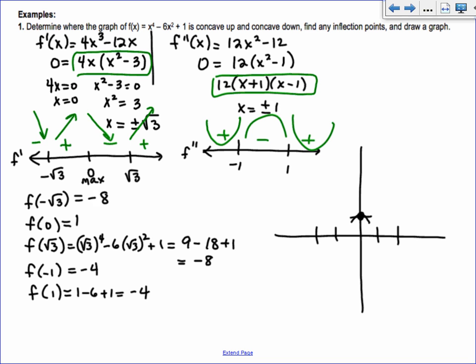let's go with the square root of 3. Square root of 3 is around 1.7. So I'm going to have negative square root of 3, comma, negative 8. 1, 2, 3, 4, 5, 6, 7, 8. Just right around there. And then square root of 3, comma, negative 8 as well. So those are going to be minimums.